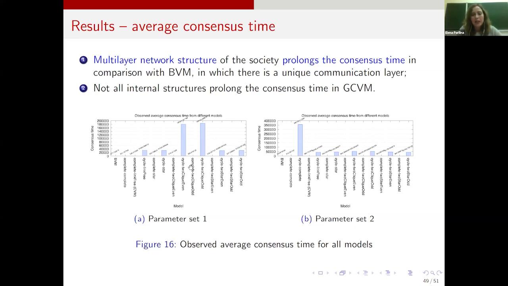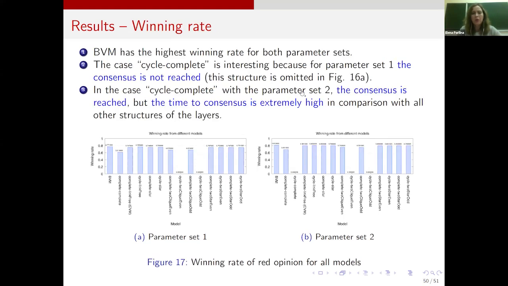You can see that, for example, for the first set of parameters, the cycle for the external and two-clique network in the internal layer has a much higher consensus time than other models. On the other set of parameters, we have the same for cycle complete. So here we can compare the results. It is interesting, but we can say that not all internal structures prolong the consensus time in comparison with the BVM model. Now we focus on the winning rate.